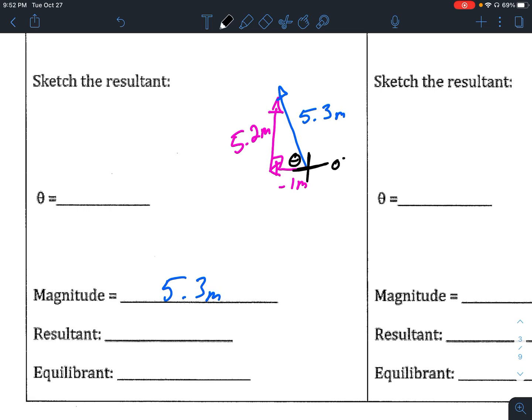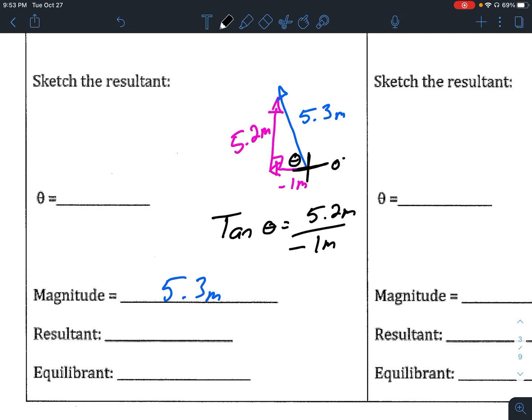So I have all my sides. I kind of have freedom to pick whatever I want. SOHCAHTOA, sine, cosine, or tangent. I'm just going to pick tangent since that's what I didn't calculate, at least in the beginning part of this. So opposite over adjacent. 5.2 is my opposite side.